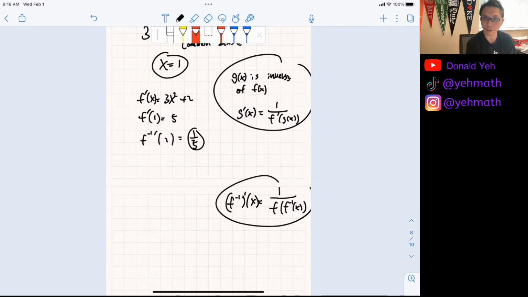So f inverse prime at 10. I want you to figure out the first question.